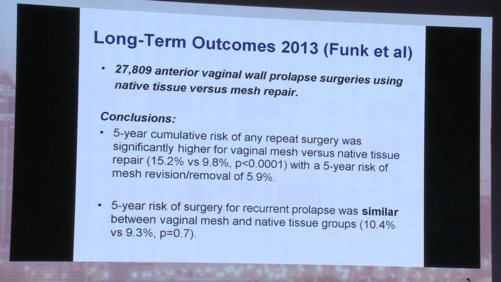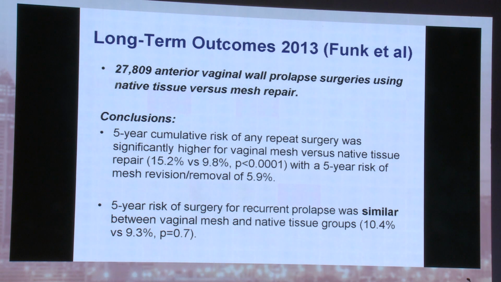They did a retrospective review of almost 28,000 anterior prolapse surgeries using native tissue repair versus mesh repair. They found definitely that the 5-year cumulative risk of any repeat surgery, and remember that when you do mesh surgery and you have a complication, you must do repeat surgery, which is very difficult and carries a lot of morbidity, was significantly higher for mesh repair compared to native tissue repair. And the 5-year risk of mesh erosion or mesh removal, which is a very important problem, is 6%. And this is unacceptably high for a surgical procedure.